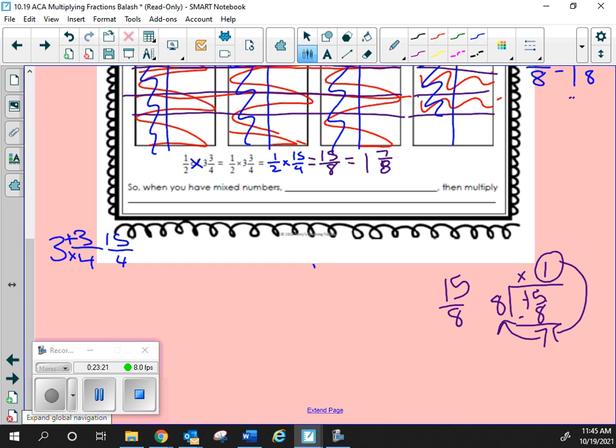You said to always simplify it, but do you always have to make it into mixed numbers? Yes, you have to simplify it. All right, so when you have a mixed number, what do we do with that mixed number? Make it an improper fraction. And then we simplify it again. Make it improper, and then multiply top times top, bottom times bottom.